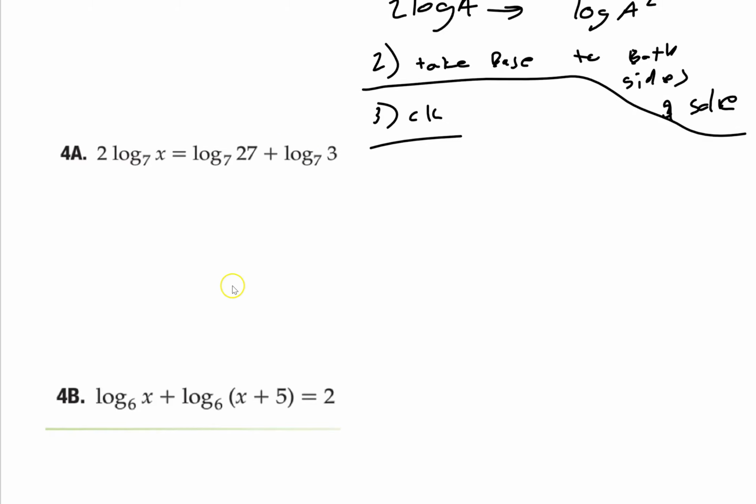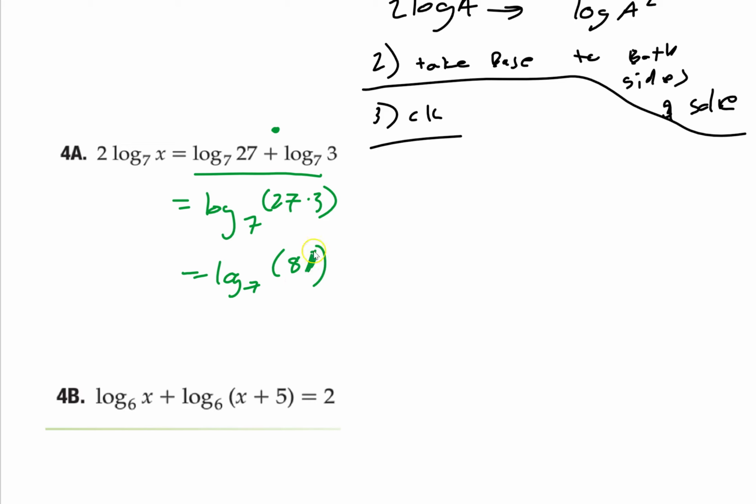So again, I cannot take the sum on both sides. I got to condense first. This side, remember, plus means multiplication. So this is going to be log of 7 times 27. I'll show the work. You don't have to. Which is log base 7 of 7 times 27, 3 times 21. So 81. Should have known that already.